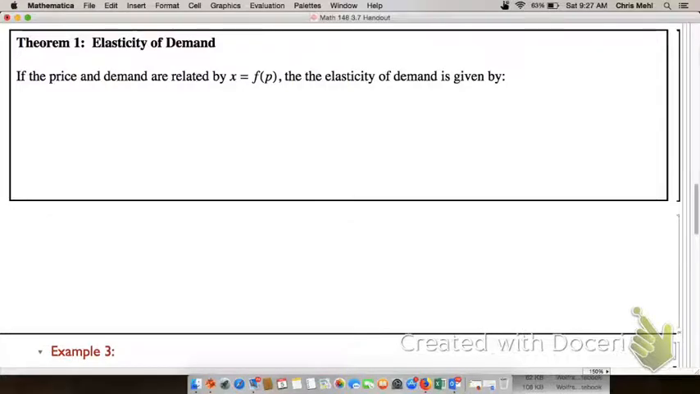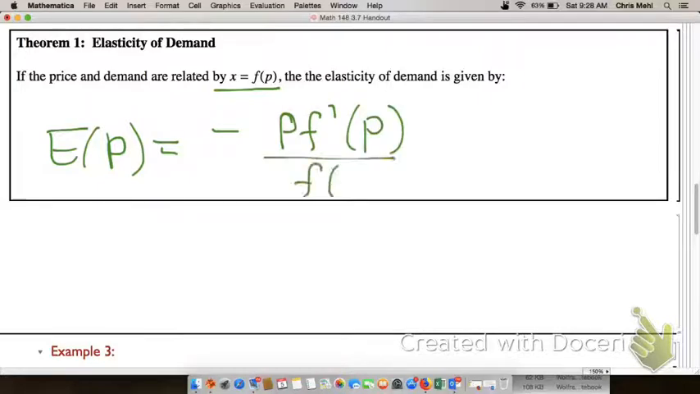So at the bottom of that page, we have Theorem 1. If the price and demand are related by x equals f of p, we just said the elasticity of demand at a price of p dollars is minus p f prime of p over the demand function f of p. Or sometimes, if you like, you can write minus p x prime over x, because x prime is just another notation for f prime of p, the derivative of the demand function.